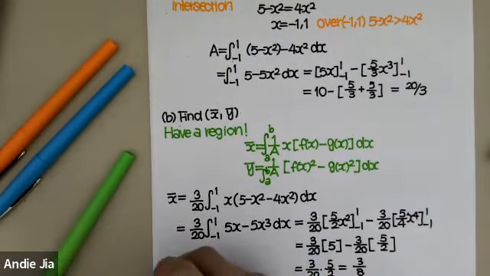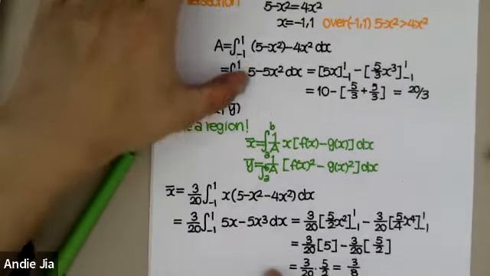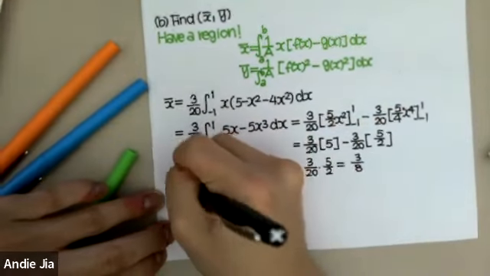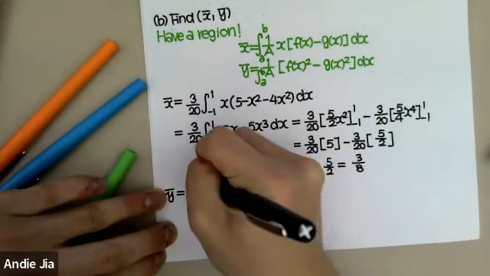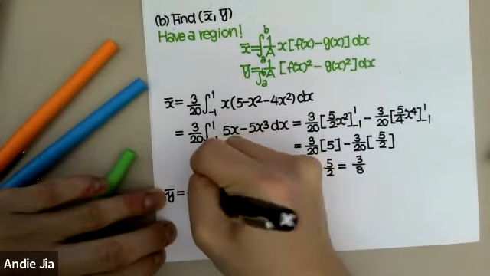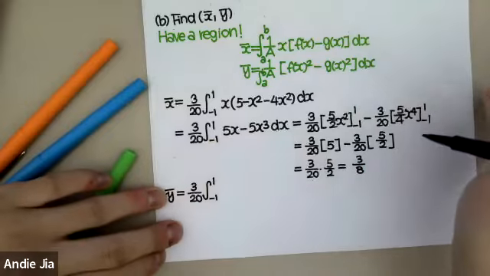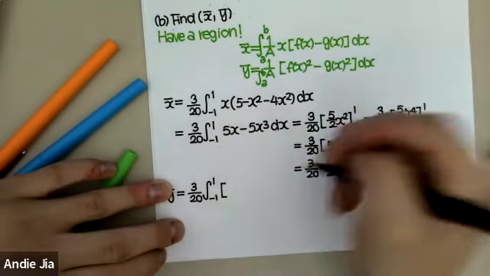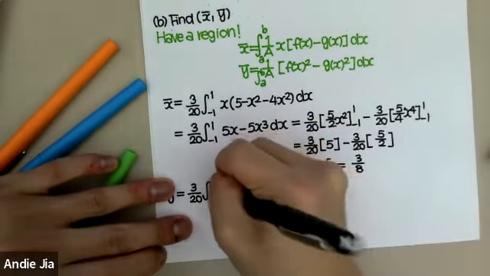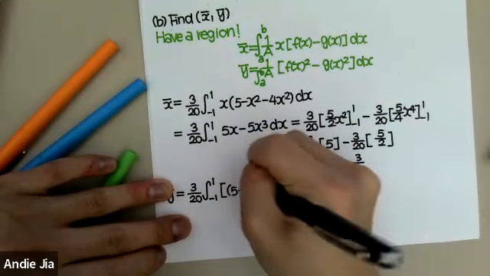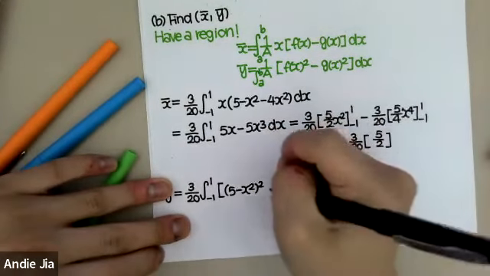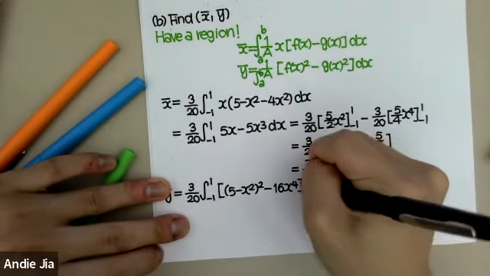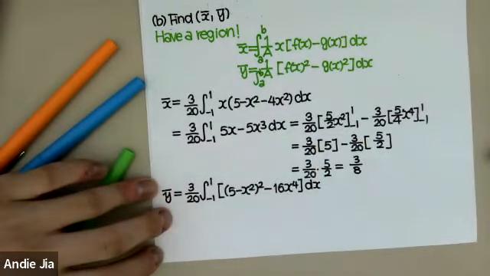And for y bar, you need to use this integral. So it's going to be 3/20, from -1 to 1, and it's going to be f of x squared. So it's going to be 5 minus x squared, minus 16 to the 4th, dx. Evaluate this integral.